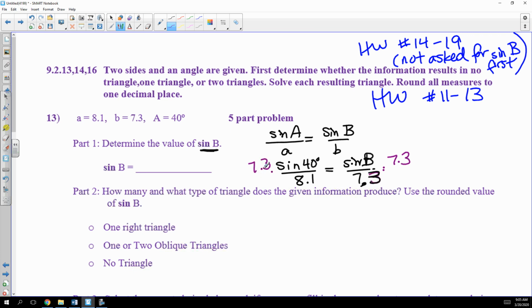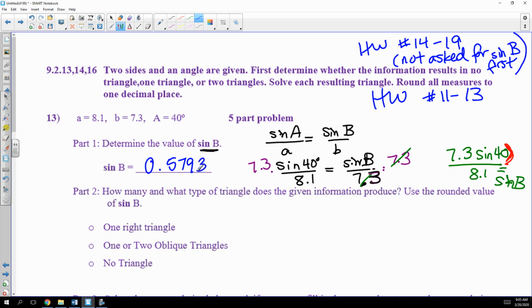Times 7.3. And the way that I'm going to type that into the calculator looks like this. I'm going to type in 7.3 sine of 40 degrees divided by 8.1, and that's going to be equal to sine B. And when you type it in, don't forget that you need to close the parentheses behind that 40 degrees. That's going to be imperative. Okay, so when I calculated sine B, I got approximately 0.5793.